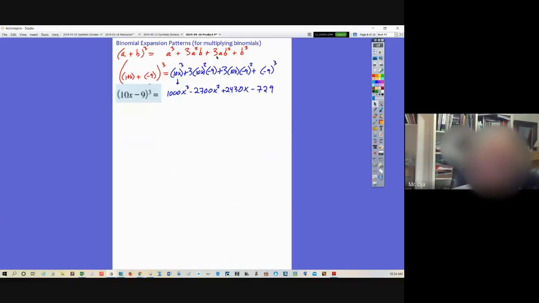The third term in our triangle tells us we get 3 times a to the 1 times b squared. So 3 times 10x times -9 squared. Well, when I multiply all that stuff, 3 times 10x times 81, it just gives me 2430x. And then finally plus b cubed.